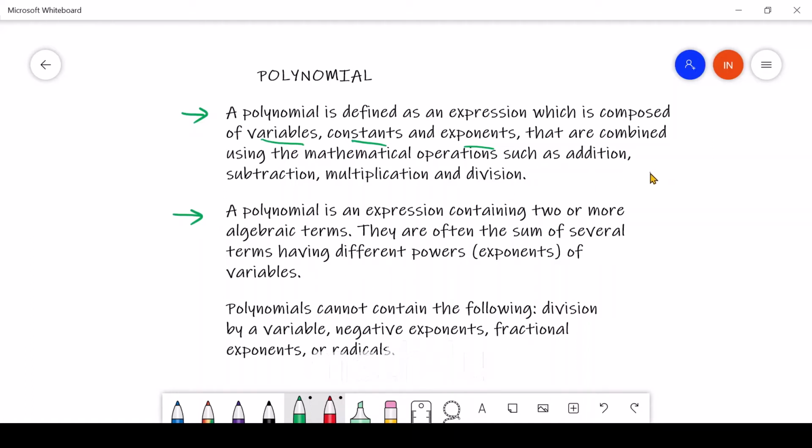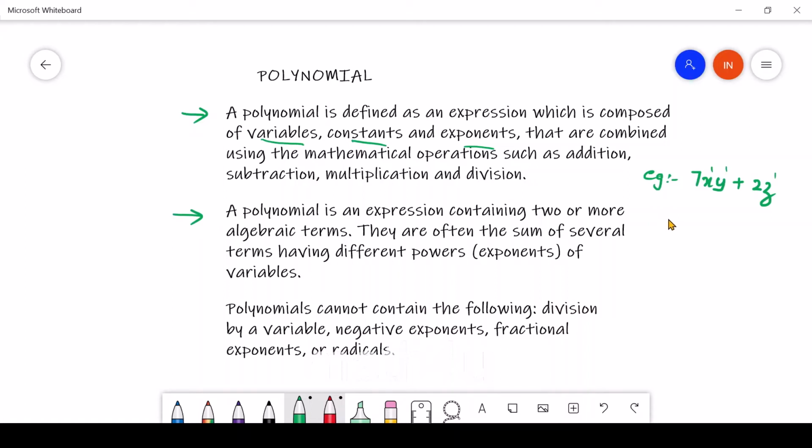So let me explain with an example over here. You can see 7xy plus 2z. There are different terms, right? There are two terms in this, and we have different variables x, y, and z. There are exponents for this. For x the exponent is 1, y also 1, and z also 1.